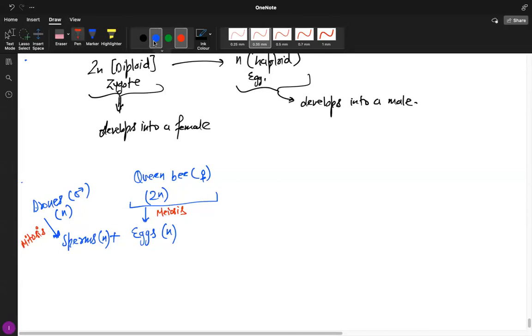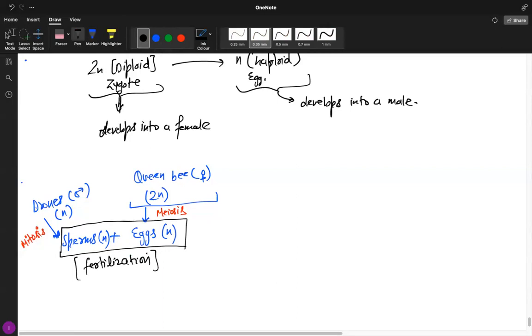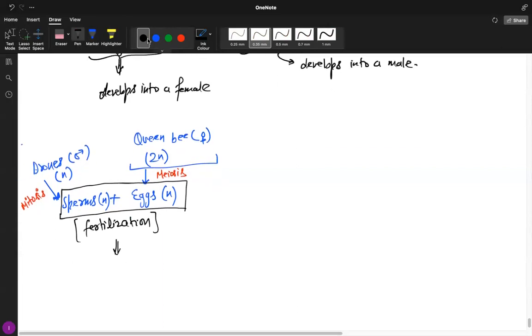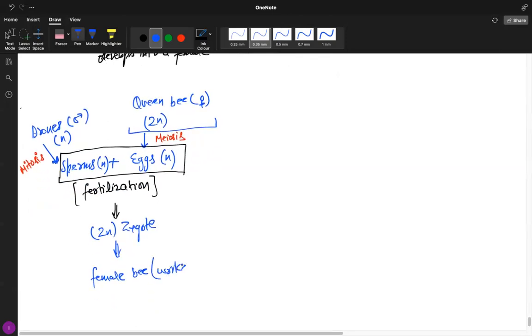Yes. Isn't it very interesting to see that in the same organism, males are making sperms differently and females are making ovum-like gametes differently. So this process where sperm meets the egg is called fertilization, right? And fertilization is a characteristic of sexual reproduction. So as a result of sexual reproduction, what will form is a diploid zygote, right? And it will develop into an embryo, and that will become a female bee. In this case, a worker bee, right? And it is 2n.